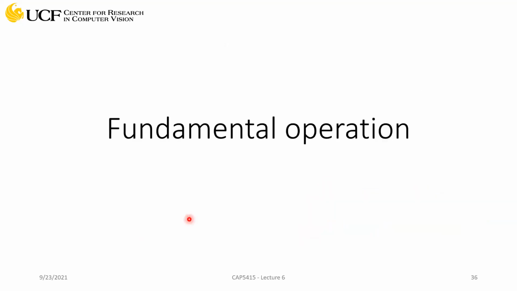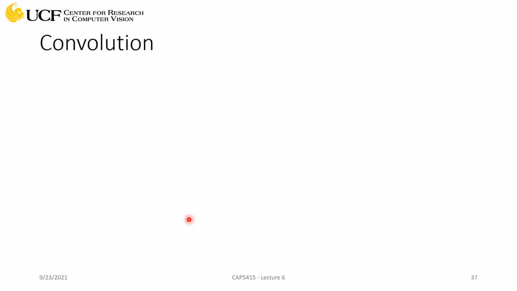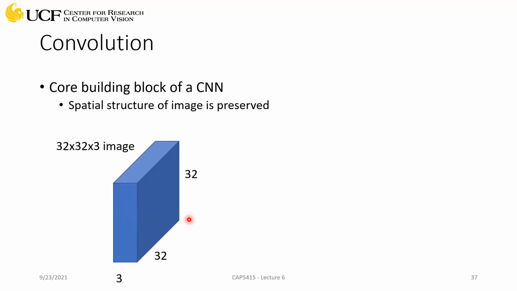Okay, so now let's try to understand what's the fundamental operation in your convolutional neural network. And you already know that we have been talking about that a lot in previous lectures. It's called convolution, and later we'll see that it could be correlation as well. That's the core building block of a CNN. And how it helps you save memory is that you can use this convolution operation on your input data, and you can also preserve the structure of your image. Okay, so let me describe what that means.